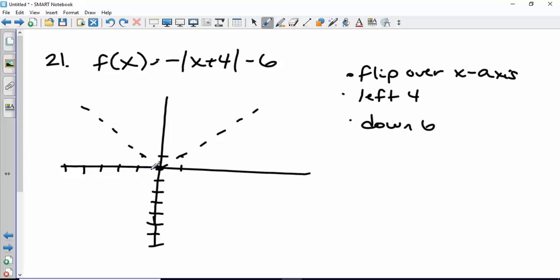Alright, 0, 0, if I flip it doesn't go anywhere. Left 4, down 6. So 1, 1. If I flip it, goes down to -1. Left 4, down 6. Okay, -1, -1. If I flip it, goes to -1, -1. Left 4, down 6. So it looks like this.